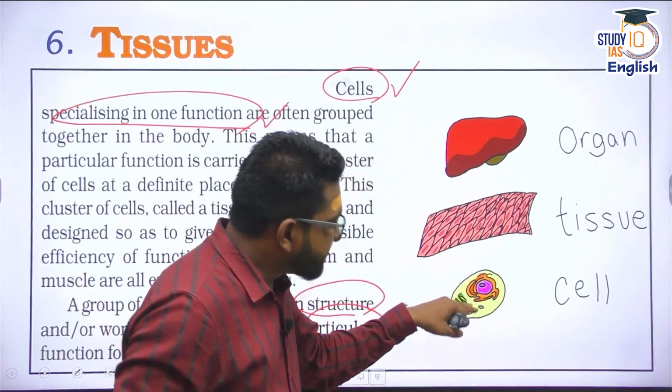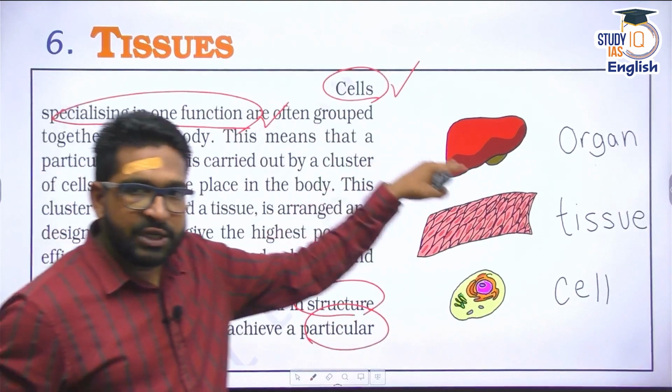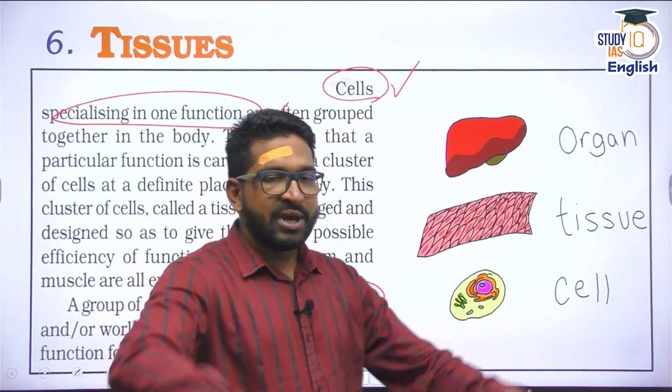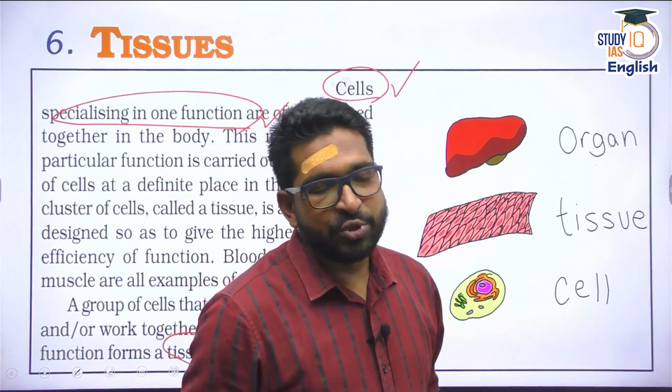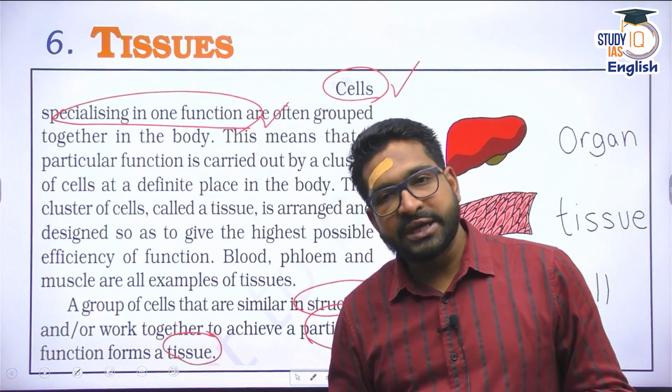So cells combine to form a tissue to perform a specific function. Tissues together become an organ, and then our body runs as an organ system, a composition of different organ systems. Right? That's the basic idea of tissue.